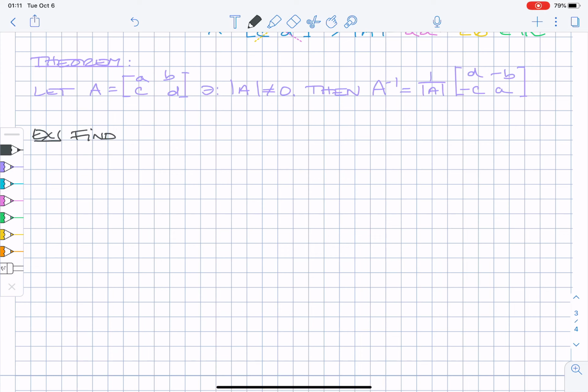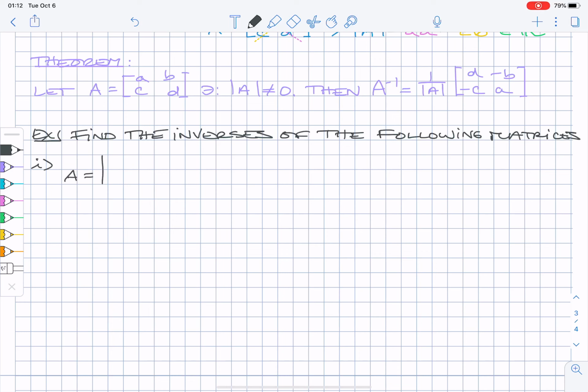So find the inverses of the following matrices. Okay, so number 1, let's say we have that A is equal to 4, 5, 2, 3.